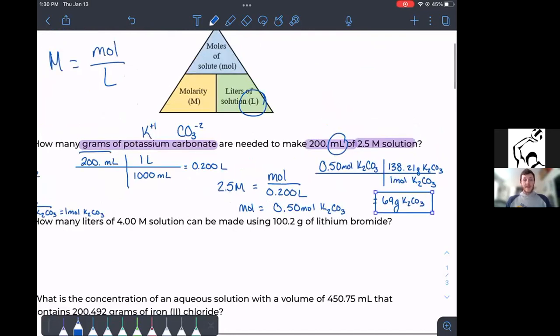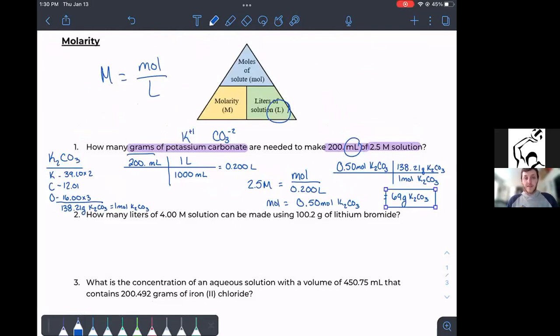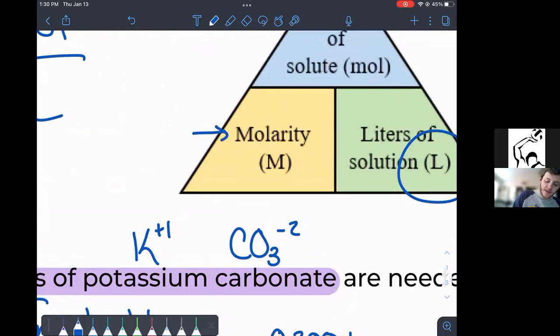The rest of those problems are just like this one, but solving for a different variable. So you're either solving for your moles, your liters, or your molarity. Just so you remember for the future, another name we use for molarity is concentration. So if it says concentration, it's the same thing as the molarity.